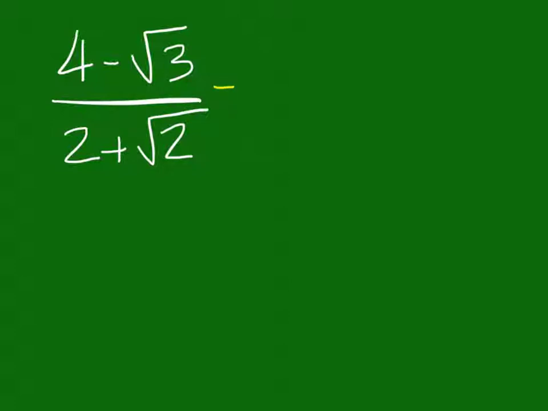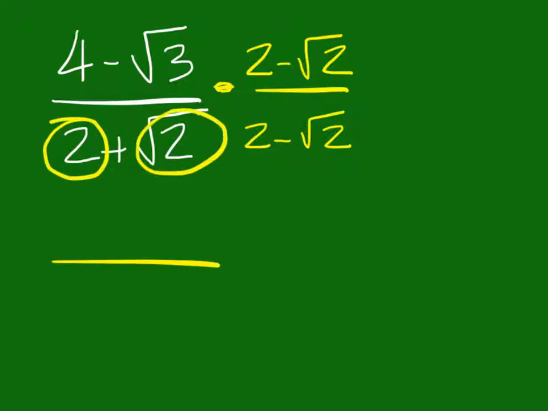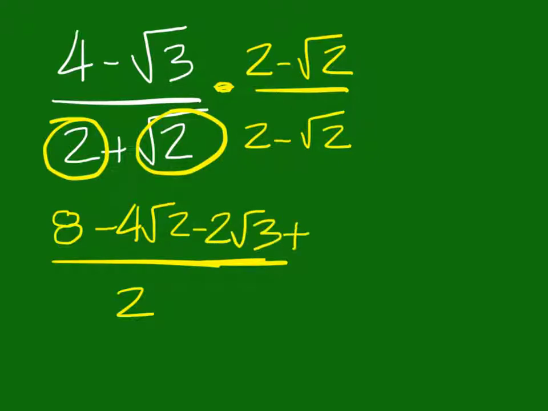For this problem, you have to multiply the top and the bottom by 2 minus the square root of 2. And when you do that, you'll have on the bottom here 4 minus 2 is 2. And then on the top you'll have 8 minus 4 square root of 2 minus 2 square root of 3 plus the square root of 6. 8, 4, 2, 1, and 2 do not have a common factor other than 1. So this is your final answer.